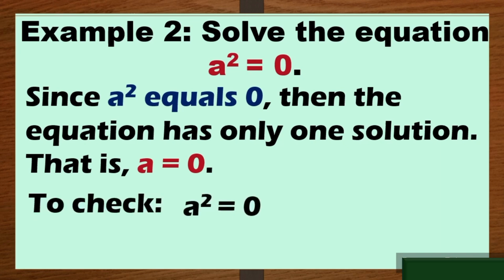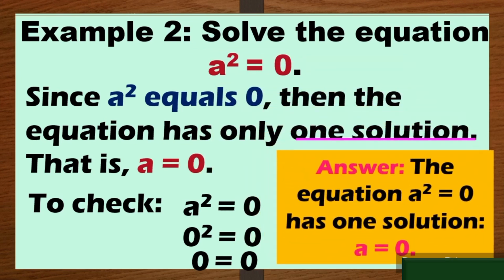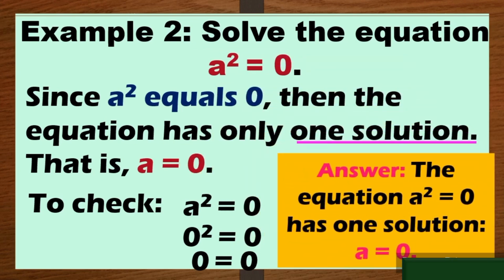So, to check, we have a squared equals 0, substitute 0. So, we have 0 squared equals 0. Therefore, we have 0 equals 0. So, again, there is only one solution. And the answer is: the equation a squared equals 0 has only one solution, that is a equals 0. This example is for the second property.